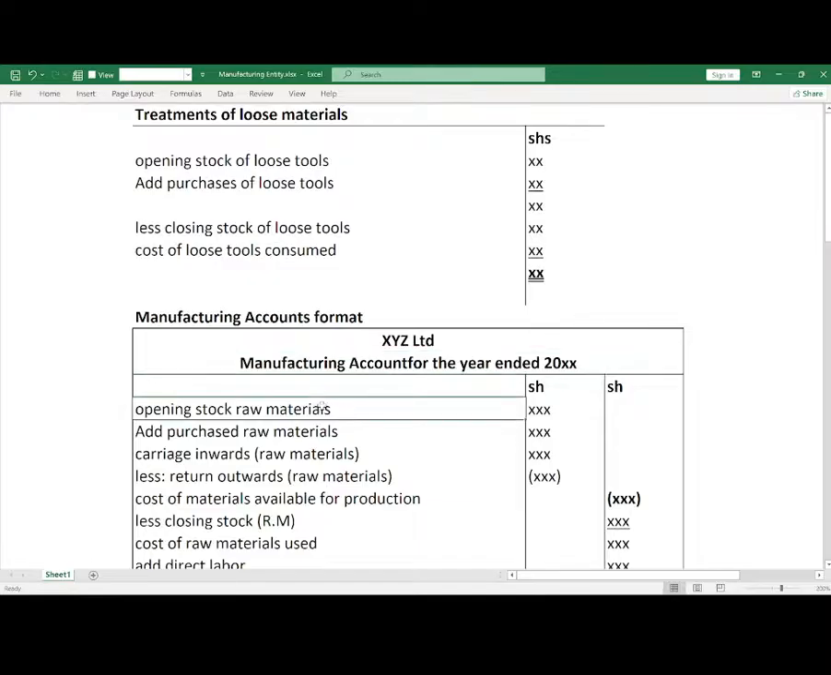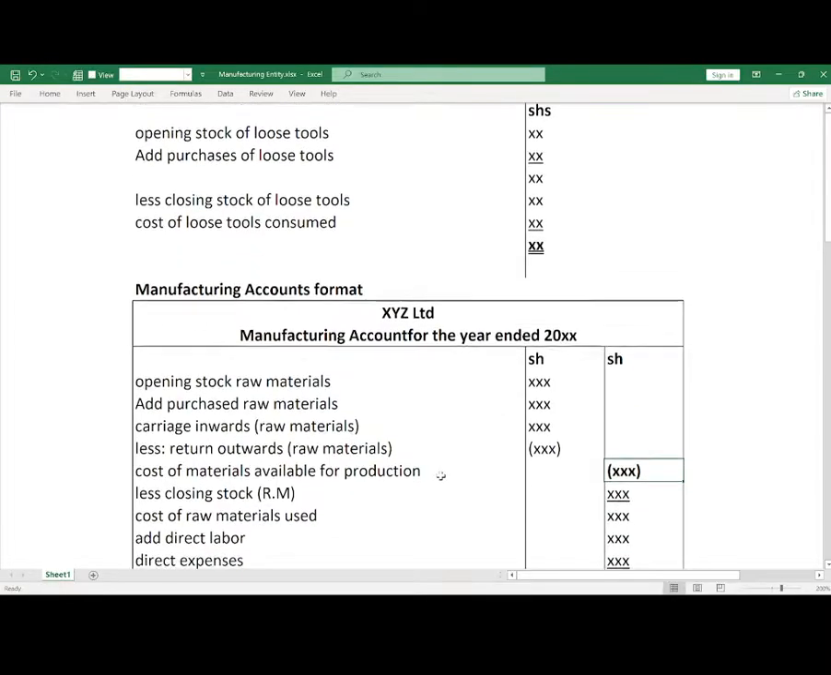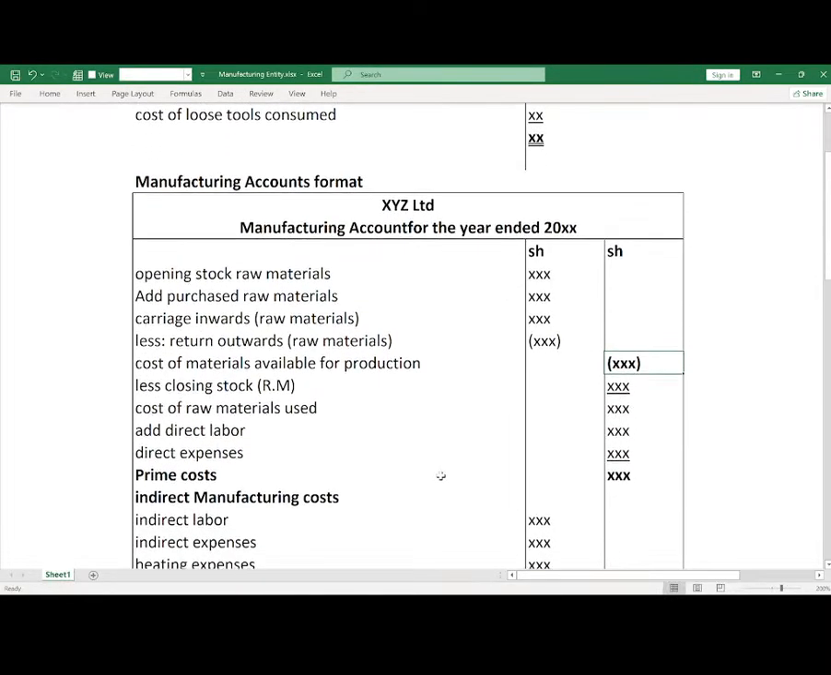Then we have the opening stock of raw materials. We are going to start with the opening stock of raw materials. Then you have to add the purchases of raw materials or the carriage inwards of raw materials. Then you have to less returns outwards. We obtain the cost of materials available for production. Then you have to less the closing stock of raw materials. After we deduct that, we get the cost of raw materials used.